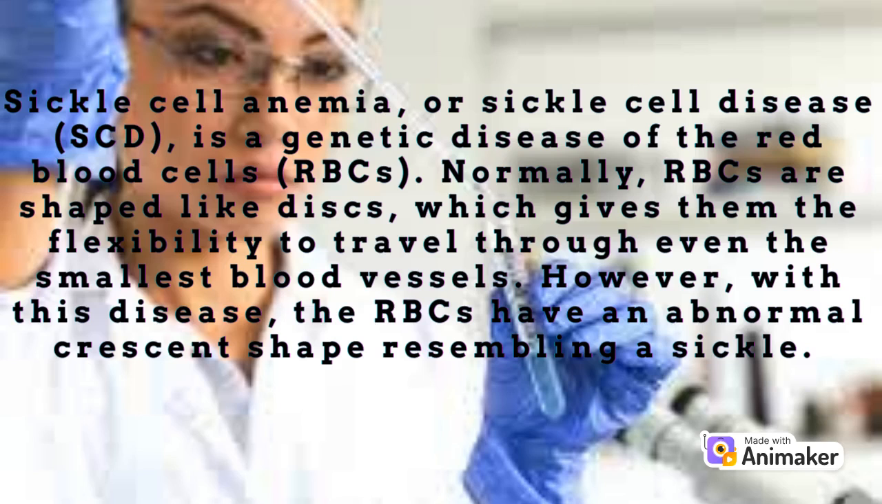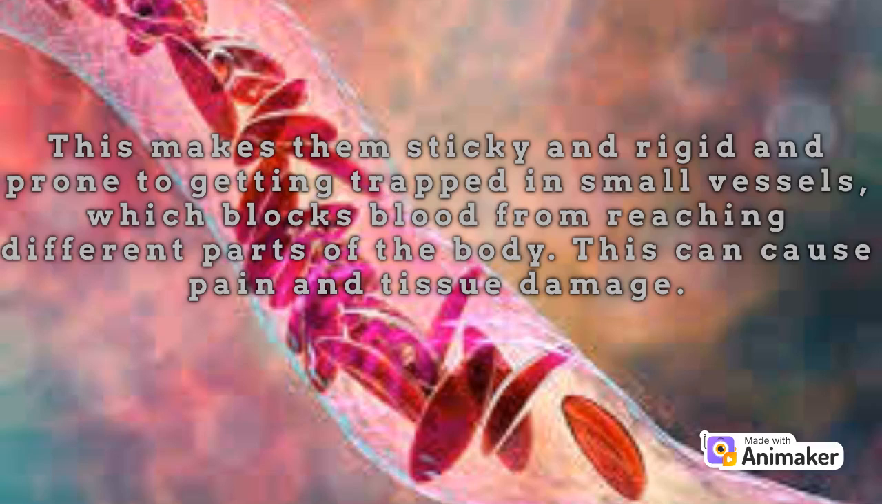Normally, RBCs are shaped like discs, which gives them the flexibility to travel through even the smallest blood vessels. However, with this disease, the RBCs have an abnormal crescent shape resembling a sickle. This makes them sticky and rigid and prone to getting trapped in small vessels, which blocks blood from reaching different parts of the body. This can cause pain and tissue damage.